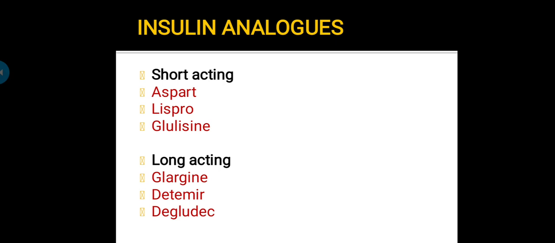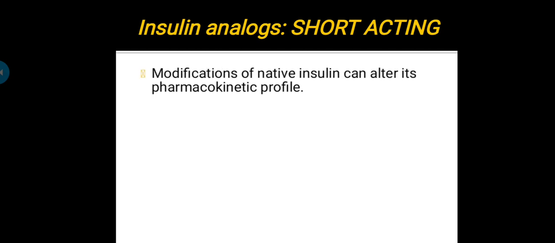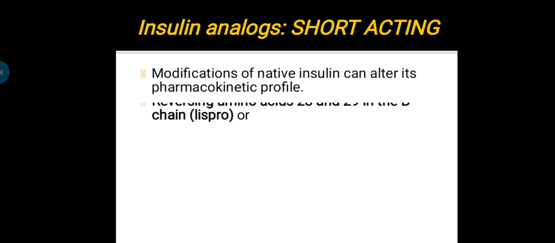So the purpose of the short-acting analogs is to make the insulin have a more rapid onset and shorter duration of action, whereas long-acting means increasing the duration of action, so that it can be injected once daily. So how are these analogs formed? Analogs are modifications of the native insulin that can alter its pharmacokinetic profile. Insulin analog is a very important short note. We should prepare that.